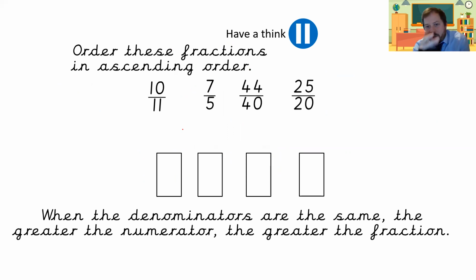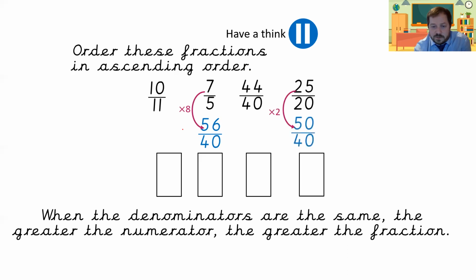Okay, so what common denominator are we going to look at? Well, all of these fit into 40ths. So we can times 7/5 by 8 to get 56/40ths. And we can times 25/20ths by 2 to get 50/40ths. But then we've got this odd one out again, which is the 10/11ths. So what we're going to do with this one, well, it is a proper fraction. All of the rest of them, look, the numerators are larger than their denominators.